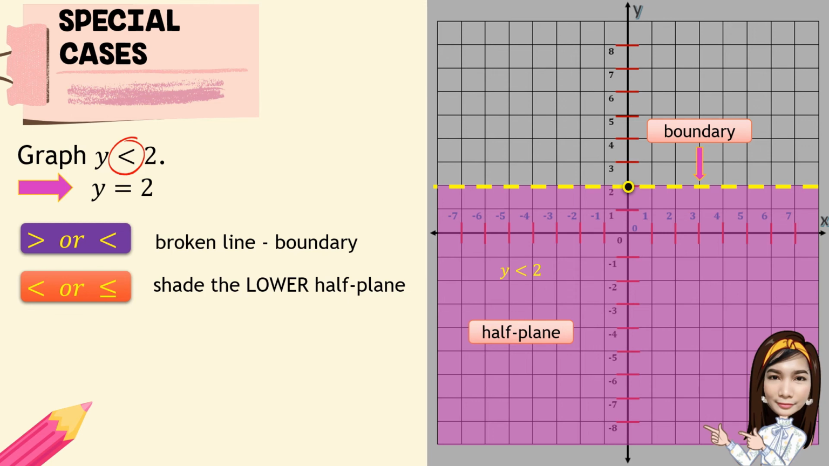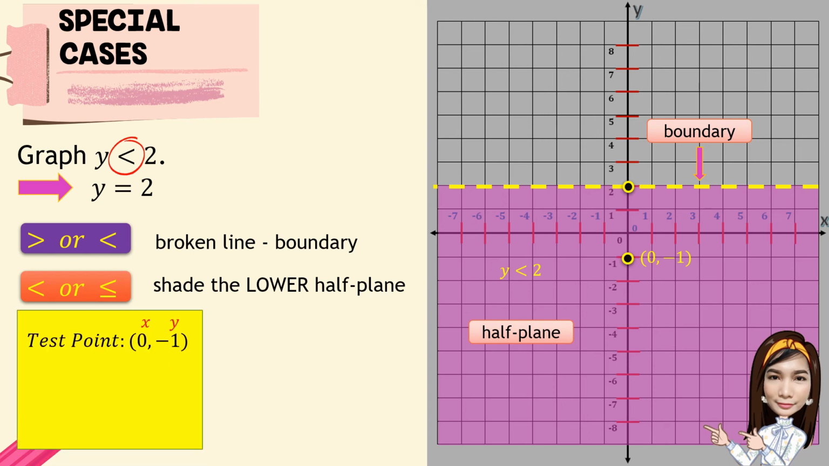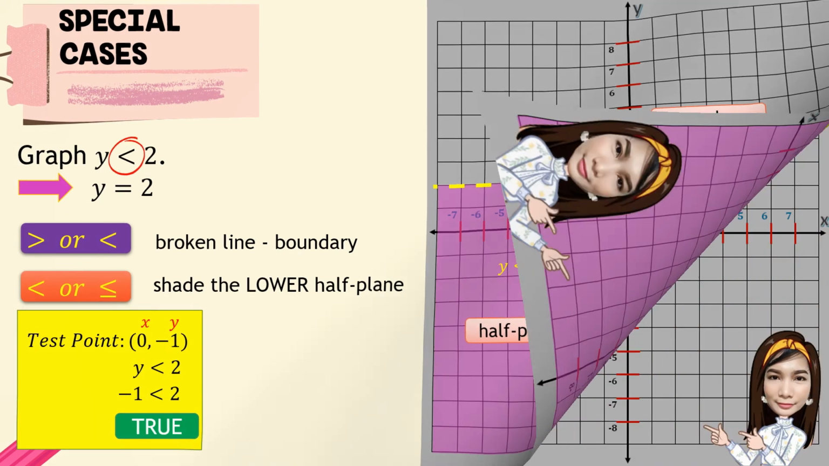Now to check or verify if that is correct, we are going to pick a test point. So I'm going to use 0, -1. So your x is 0 and your y is -1. Then write the given inequality y is less than 2. Then substitute the value of y: -1 is less than 2. And that is considered a true statement. So the graph is correct.